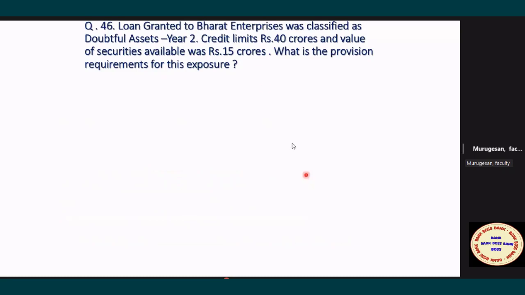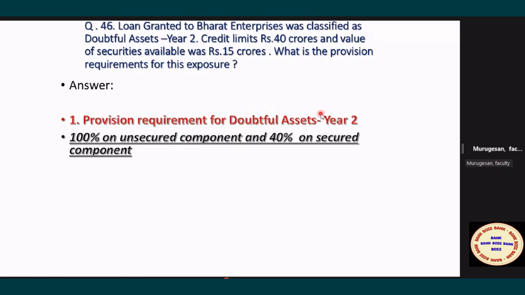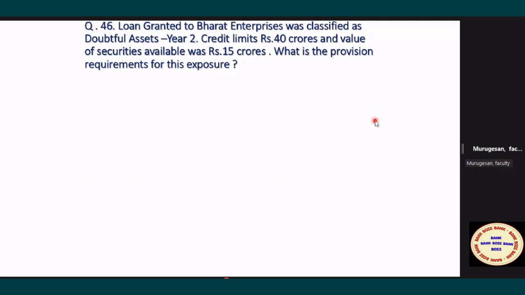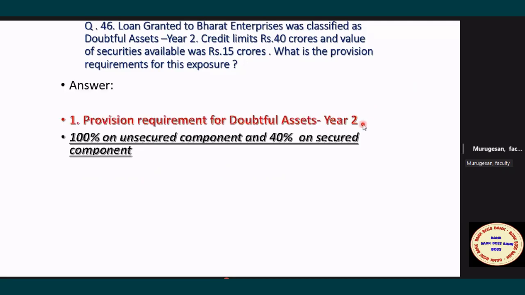Now the next question. The same Bharat Enterprises, just for example. Year 2, credit limit 40 crores. Now securities available 15 crore. Now what is the provision needed? Okay, first we'll find out. The rule is, year 2 means 40% on the secured component, 100% on the unsecured component. This you always remember. So this is the rule you have to keep in mind: 100% on unsecured, 40% on secured.